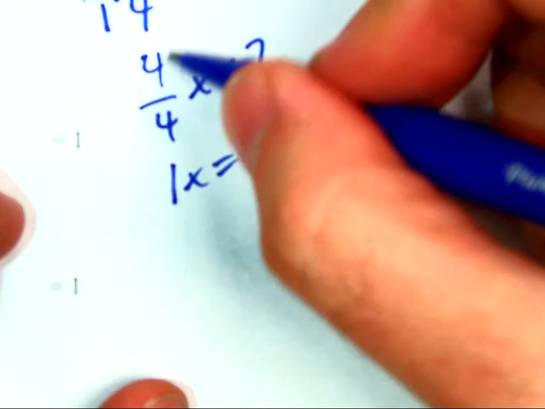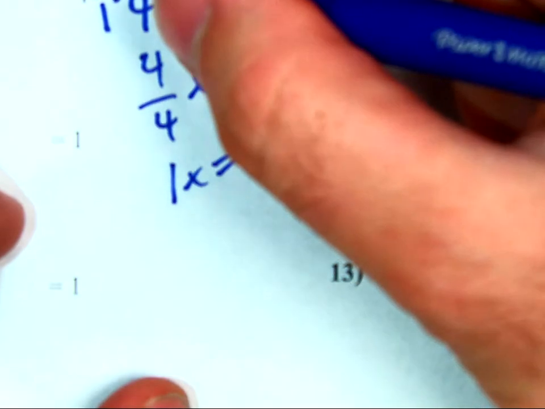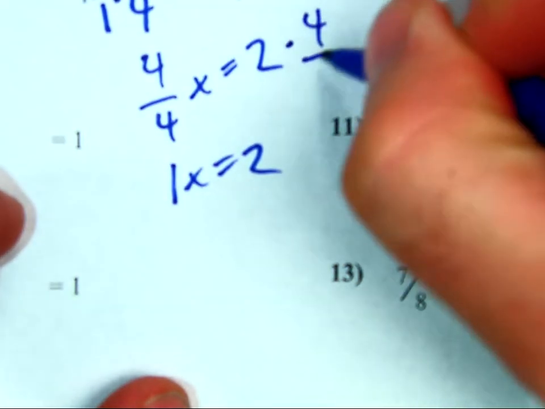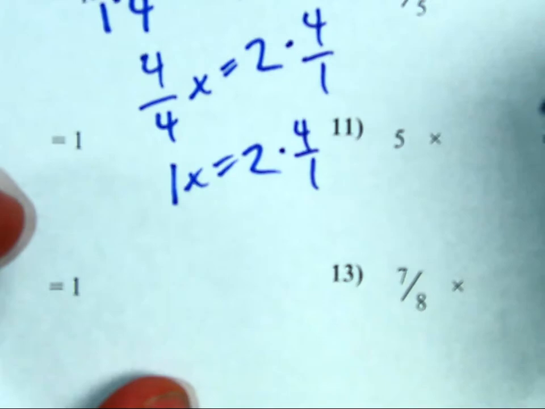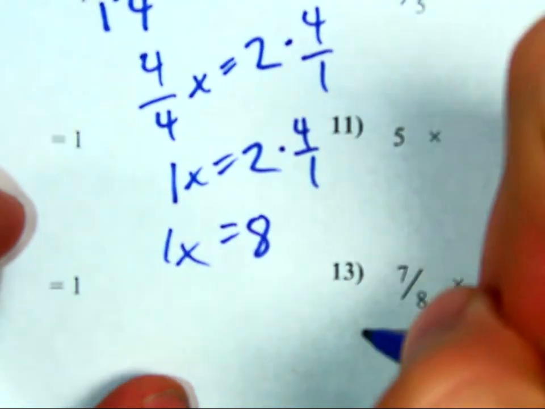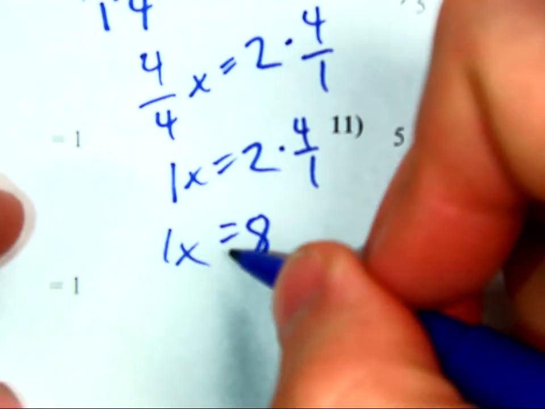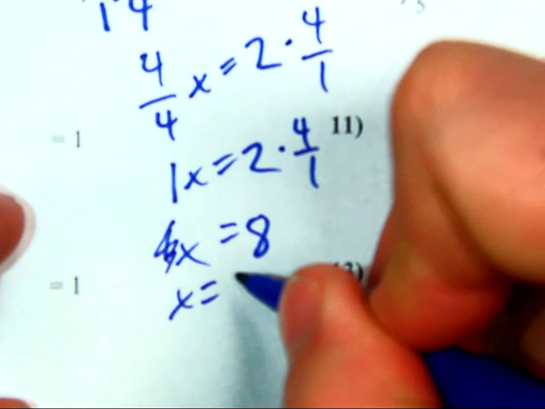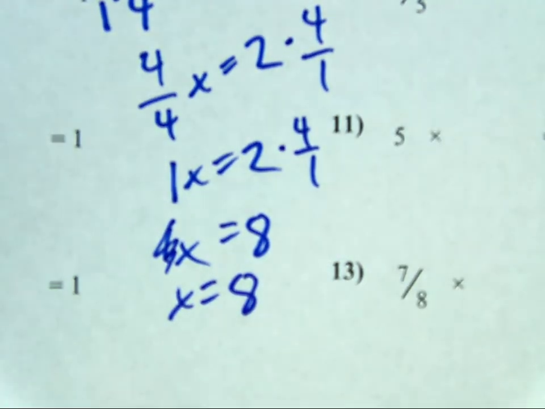Whatever I did to this side, I have to do the other side. So I multiplied times 4 over 1. 1x, in this case, will equal 8. Whenever I have 1 of something, I can just eliminate that 1. So x equals 8. That's why it's going to matter in the future.